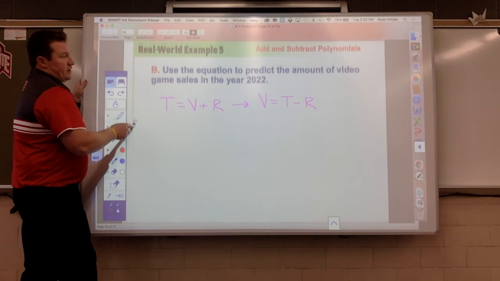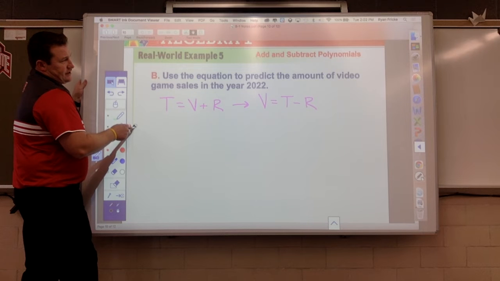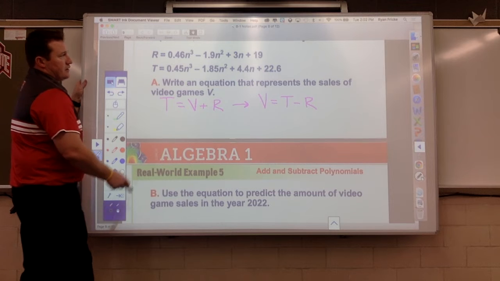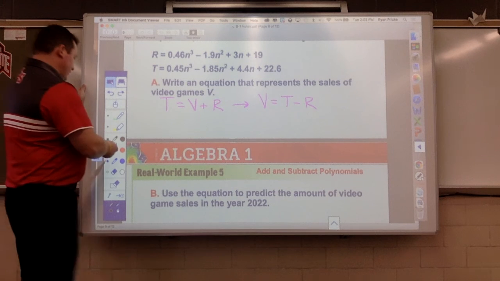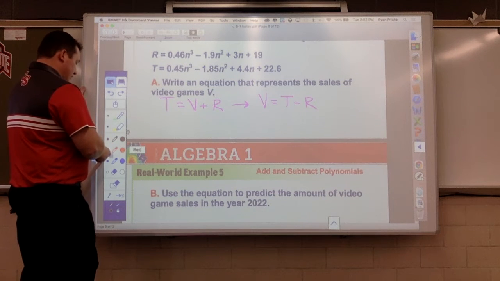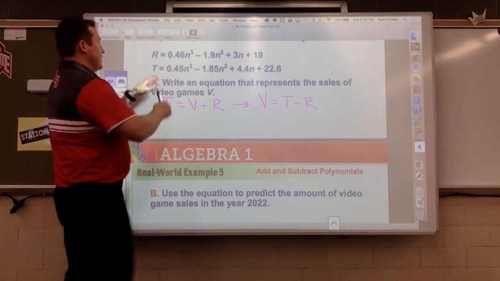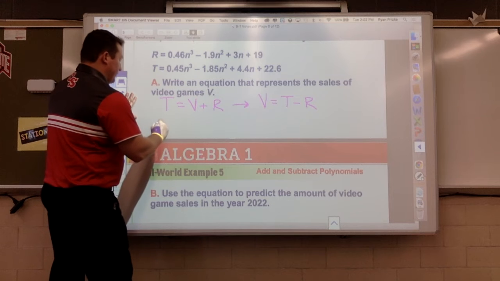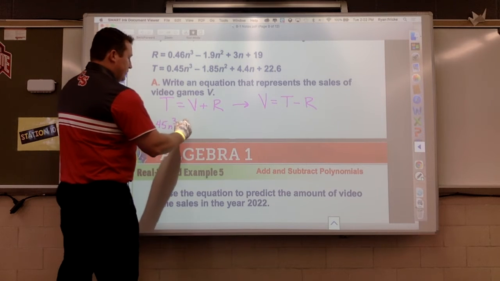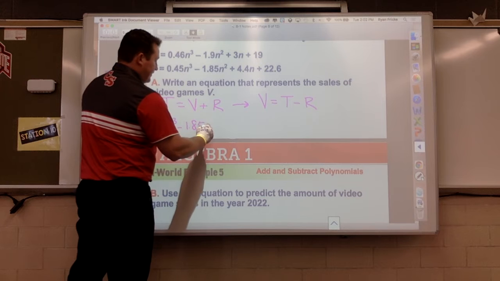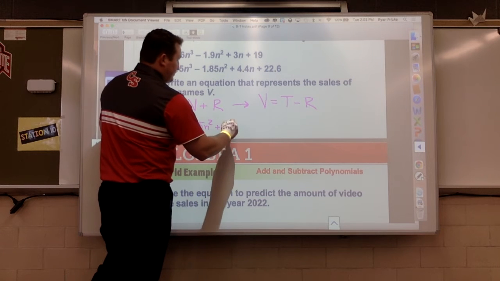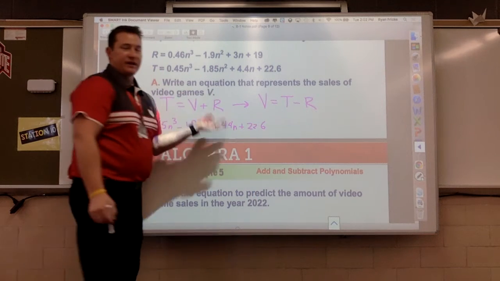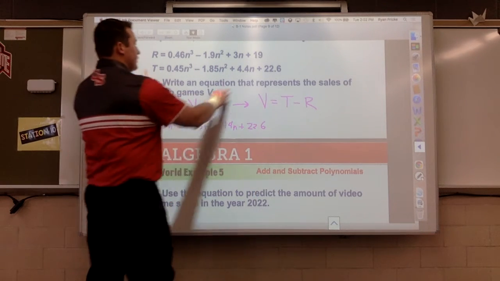Use the equation to predict the video game sales in the year 2022. Okay, so hold on, back up. I need to write all of this down, don't I? This is very not cool. So we want to take this, 0.45 n cubed minus 1.85 n squared plus 4.4. Like, who really came up with this? I mean, honestly, people, are you kidding me? Okay, so there was my total.